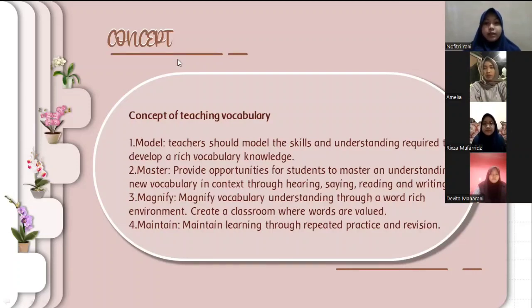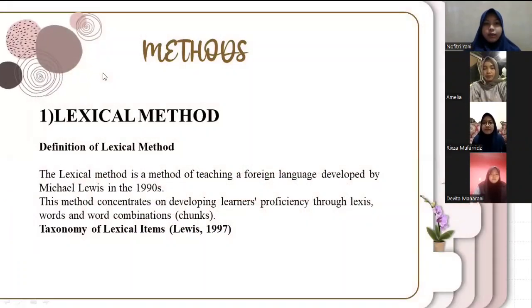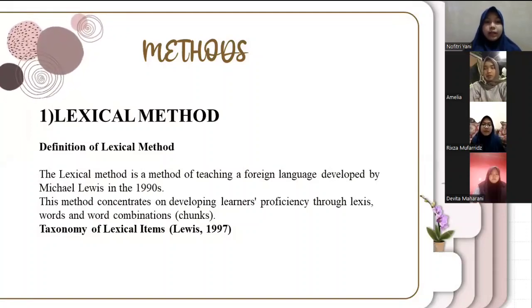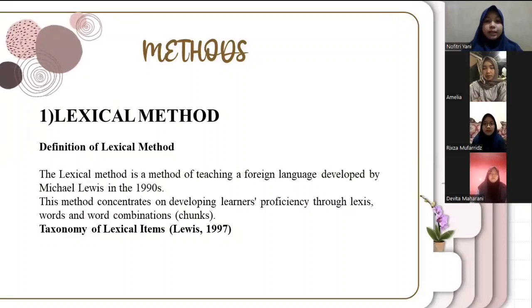And the second material is about methods. The first method is the lexical method, which will be explained by me. First is the definition of the lexical method. The lexical method is a method of teaching a foreign language developed by Michael Lewis in the 1990s.